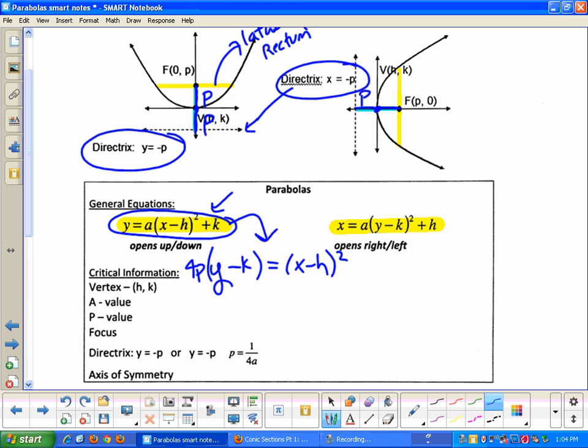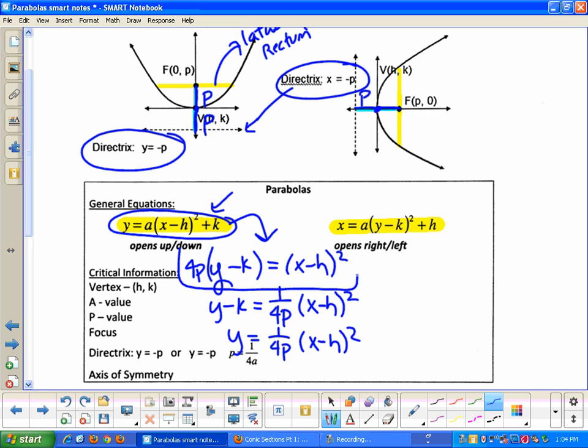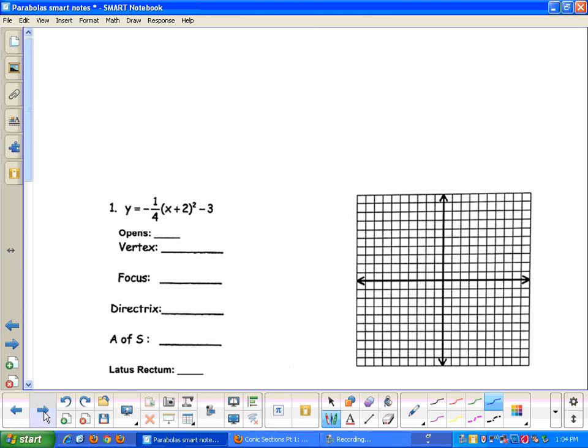So if you solve this equation that people use, you end up with this formula. The only difference is you would first divide by 4p, so you get y minus k equals 1 over 4p times x minus h squared. And then if you add the k to the other side, you get y equals 1 over 4p, which is, remember, your a value, times x minus h squared. So if you see anyone write this formula, it's just the same thing as what we're doing. We're just not writing in that form. We're using vertex form.